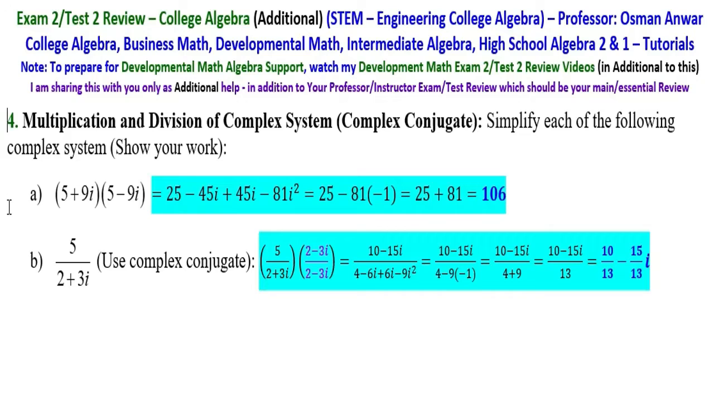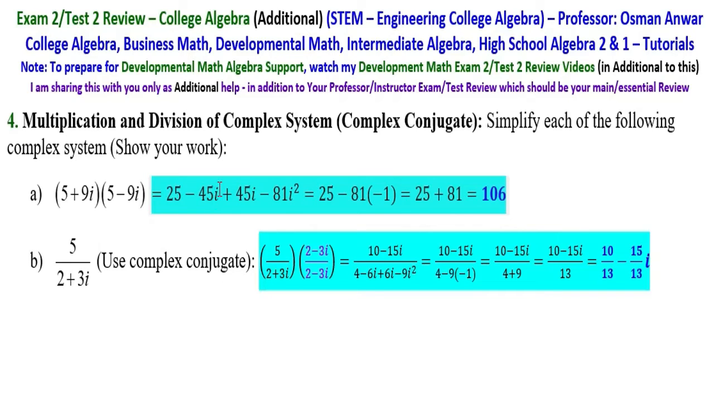Number 4. Multiplication and division of complex numbers using complex conjugate. Simplify each of the following complex numbers. A, 5 plus 9i times 5 minus 9i. This should give you a real number. So 5 times 5 is 25. 5 times minus 9i is minus 45i. 9i times 5 is plus 45i. 9i times minus 9i is minus 81i squared.